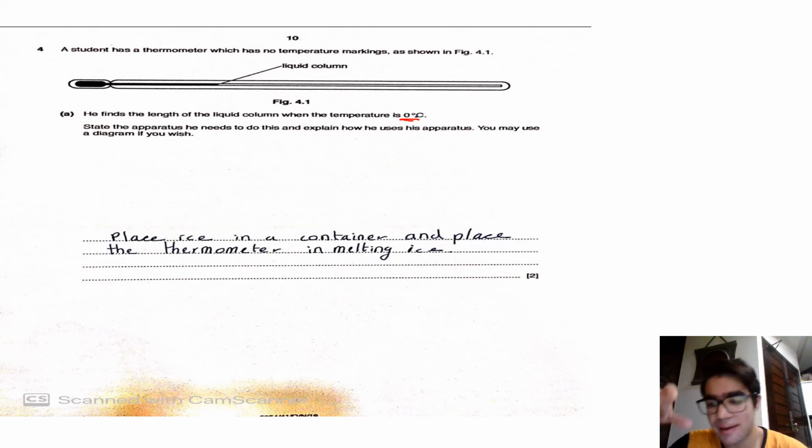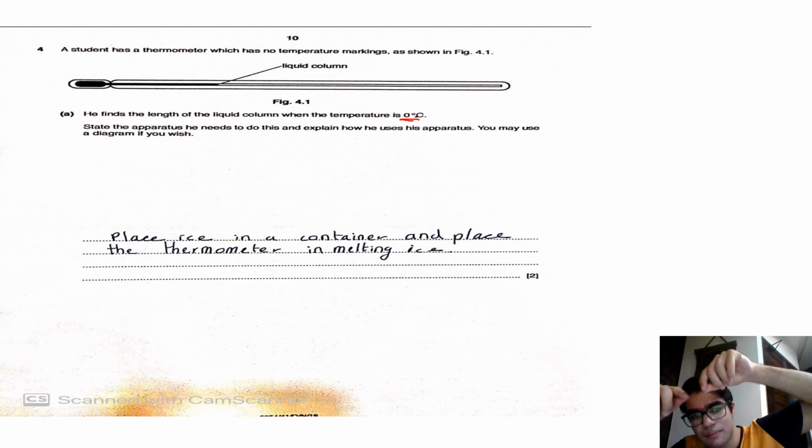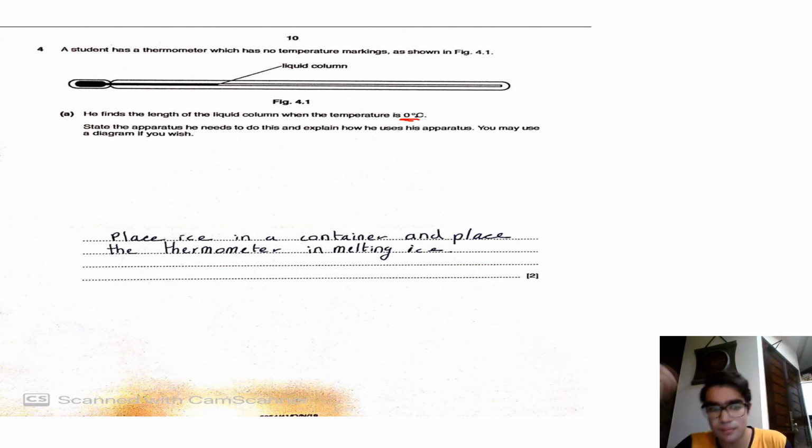What he'll do is place ice in a container or a beaker, and then place the thermometer in melting ice. When he places the thermometer in the melting ice, the thermometer reading will be 0 degrees, because the temperature of melting ice is 0 degrees Celsius. So the liquid inside the thermometer will automatically move to the position of 0 degrees Celsius. So you place ice in a container, you place the thermometer in melting ice, and the liquid column will move to the 0 degrees Celsius mark.